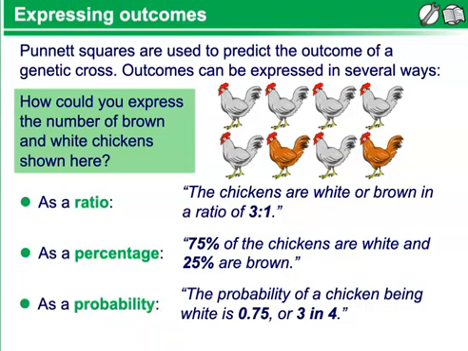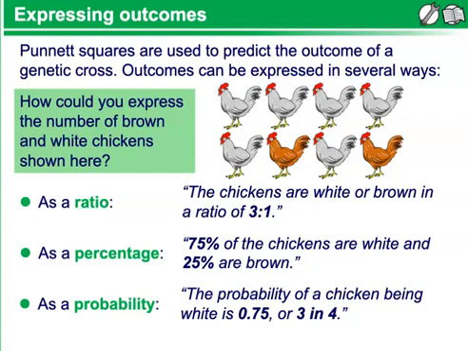So let's review this. A ratio. There are 6 white chickens and 2 brown chickens. Therefore, the relationship between white and brown chickens is 6 to 2. This can be simplified as 2 is the common factor for both of these numbers. As a result, the ratio of the white to brown chickens is 3 to 1. This means that for every 3 white chickens, there is 1 brown chicken.